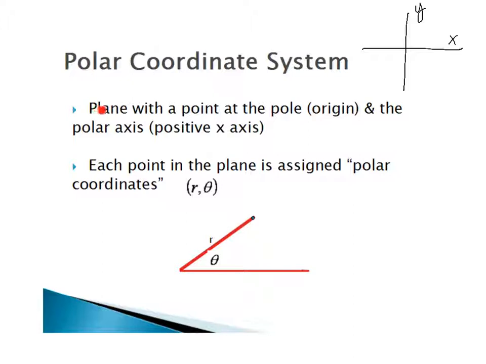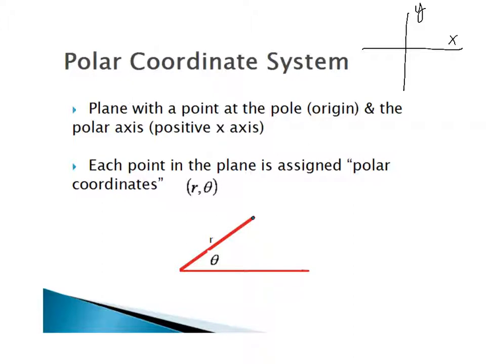The polar coordinate system is a plane, a geometrical plane, that has a point at the pole. It's kind of like the origin right there. Right here's the pole. And the polar axis, which is really just this part of the x-axis.